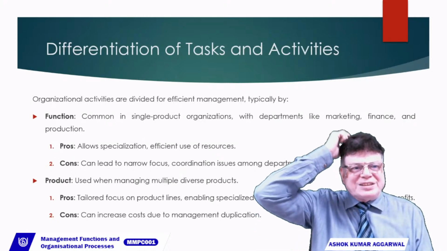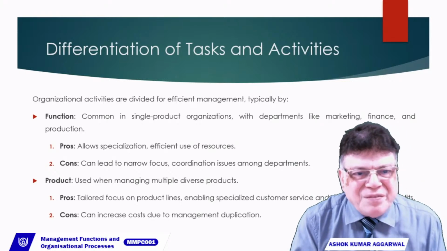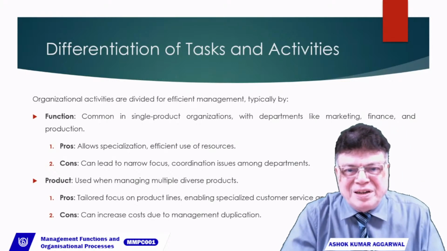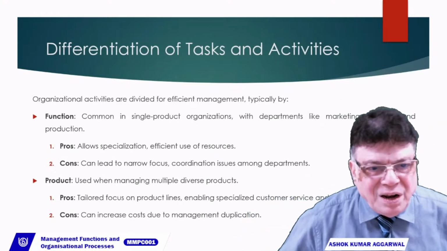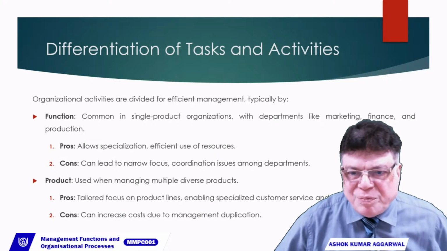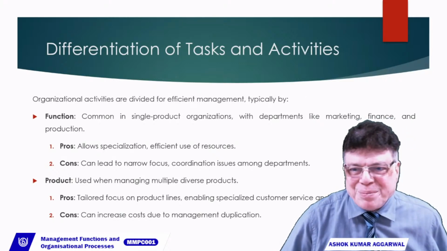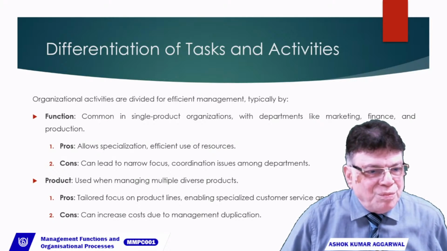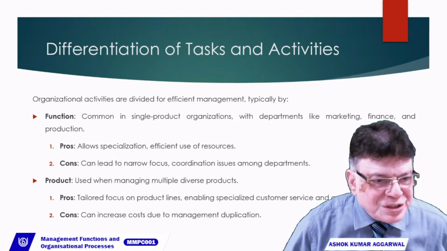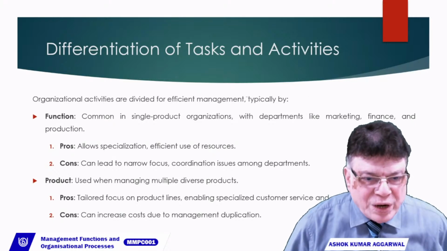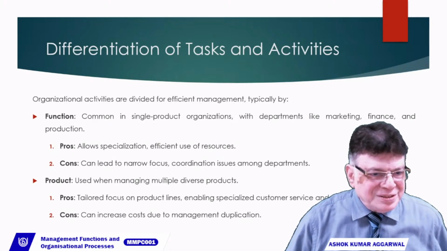Differentiation of tasks and activities. Organizational activities are divided for efficient management, typically by function, common in single product organizations with departments like marketing, finance, and production. Pros and cons. Pros: allows specialization, efficient use of resources. Cons: can lead to narrow focus, coordination issues among departments.